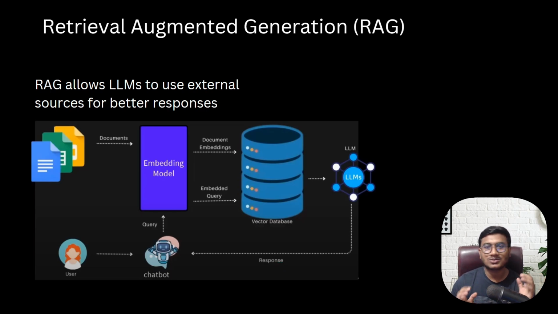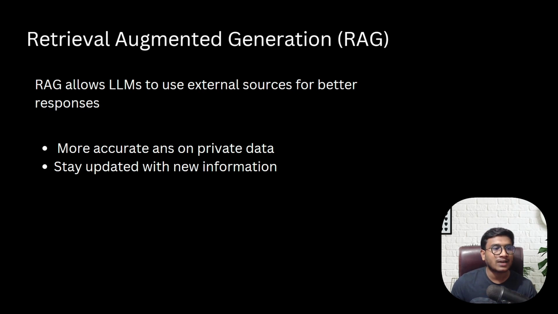With the help of this concept, we can easily use our private data sources, or let's say external documents, to get the information. I hope it is clear. That means if you are using the RAG concept, it would be a more accurate answer on the private data, and it stays updated with the new information.